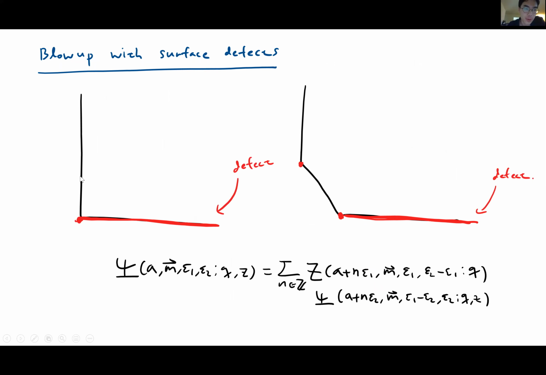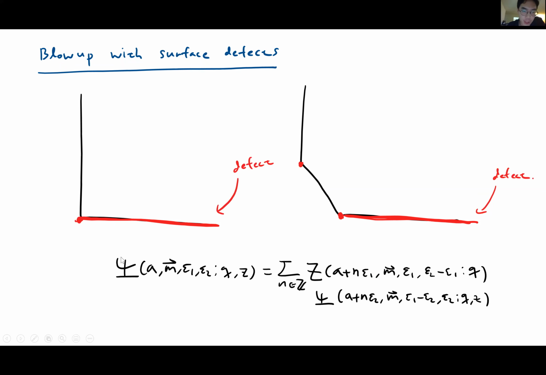As you recognize here, this is ordinary C2, and I put the surface defect on the Z2 plane, and I do the blow up. Now, the picture looks like this, and the surface defect is attached to the south pole of the P1, and the north pole doesn't experience the surface defect, okay? And how about the blow-up formula? The blow-up formula will become like this.